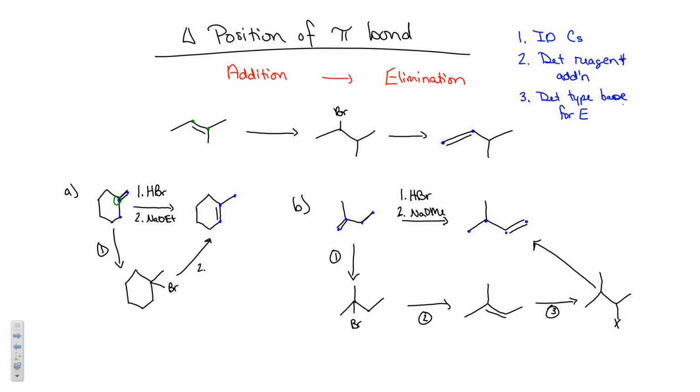Then I need to put a halogen on that 3rd carbon. How do I do that? Is this Markovnikov or anti-Markovnikov? Anti. So that means it's HBr and peroxide, to put the bromine here. And then I'm taking it off.